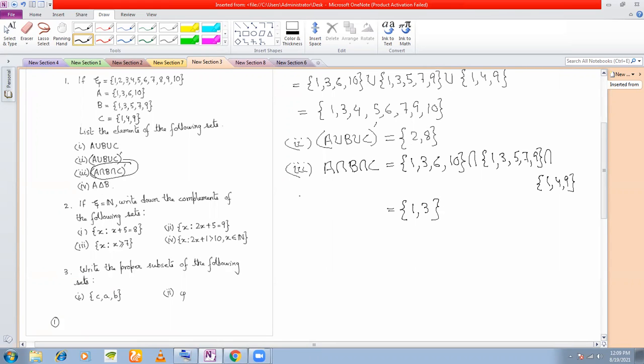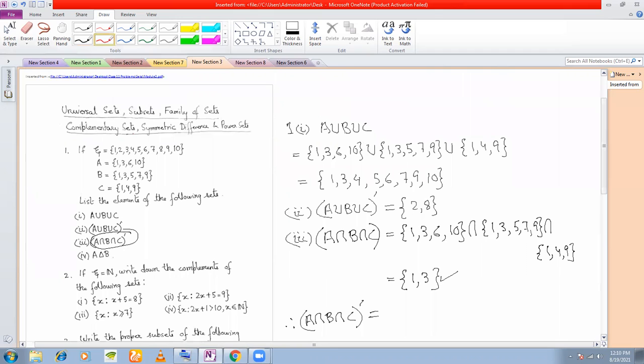So in order to find out A intersection B intersection C complement, we first find out A intersection B intersection C. Therefore, what should be A intersection B intersection C complement? So you have only 2 elements here. So exclude these elements from the universal set. You exclude 1 and you exclude 3. So what are the elements you are left with here? You're left with 2, 4, 5, 6, 7, 8, 9, and 10.